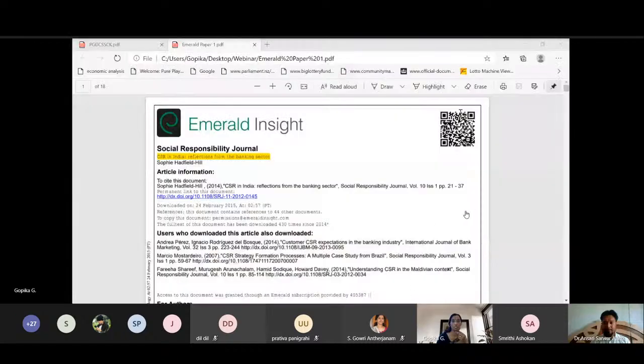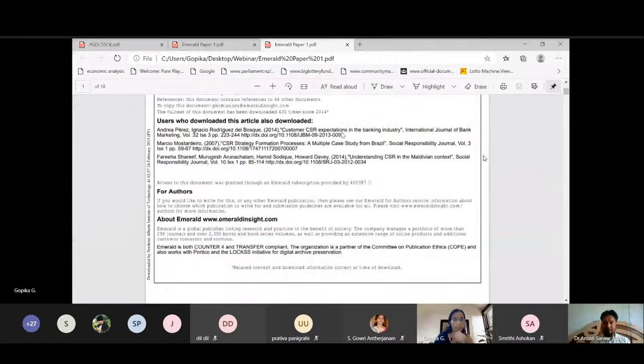Yes, my dear participants, this is the Emerald paper. If you look at the style of the paper, ma'am, can you go to the paper? Ma'am, can you move down, please? Go with the headings of the paper, the subheadings of the paper, like social responsibility. This is a journal. Dear participants, please look at the headings and the subheadings of the paper.